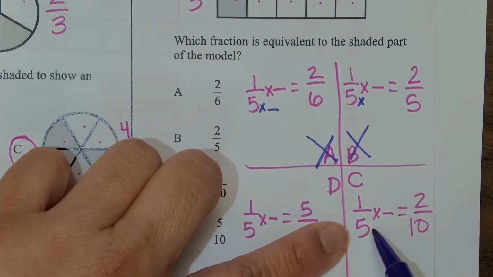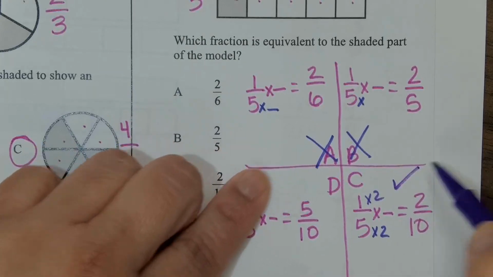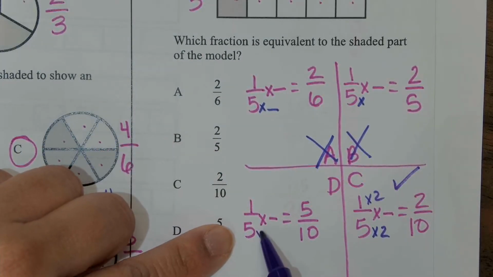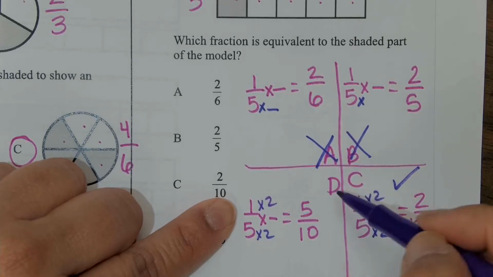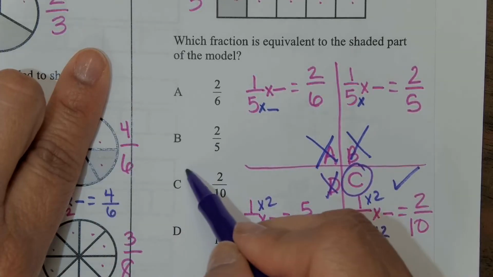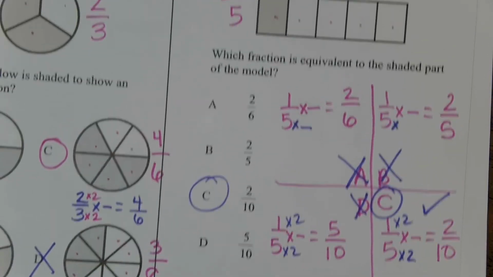5 times what equals 10? 5 times 2 equals 10. 1 times 2 equals 2. So D is out as well. My answer is C.